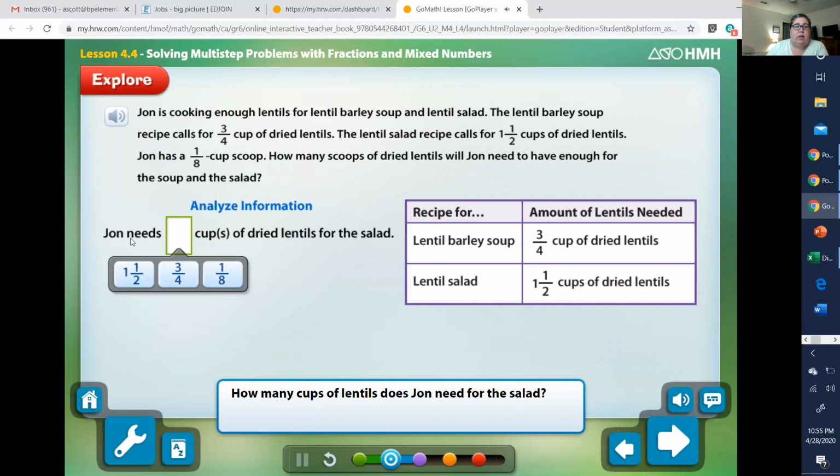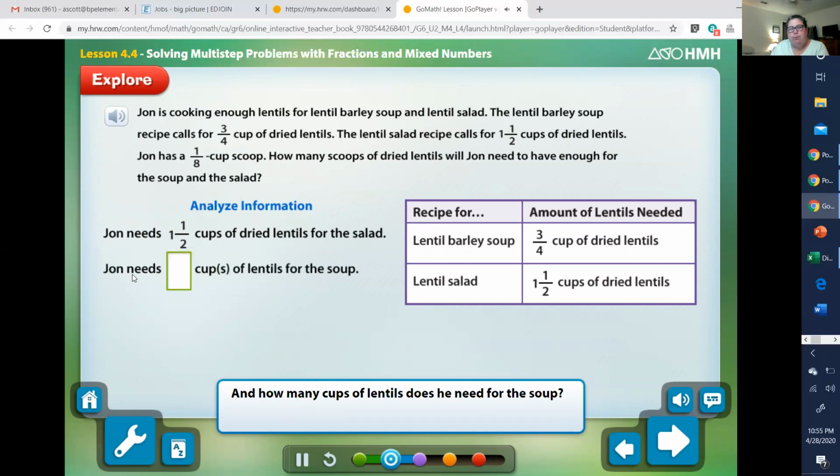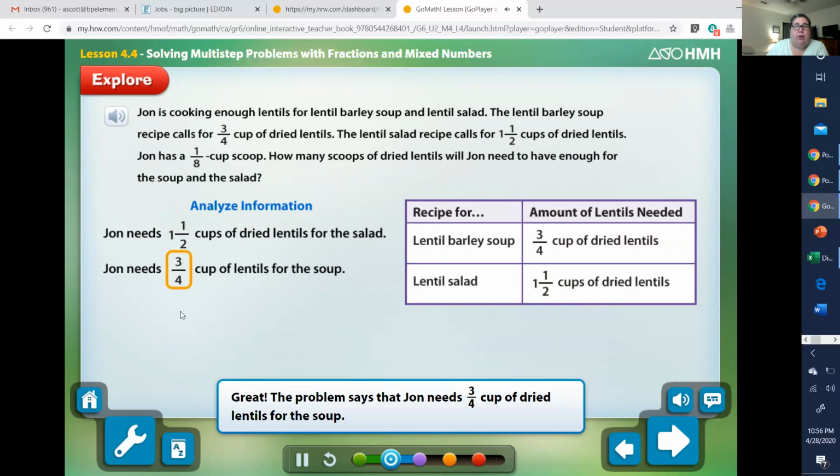Okay, so the question is, John needs how many cups of dried lentils for the salad? And I look over here, it's 1 1/2 cups of dried lentils for the salad. So I click there. And then for the soup, right here, we need 3/4 cups, or 3/4 of a cup.